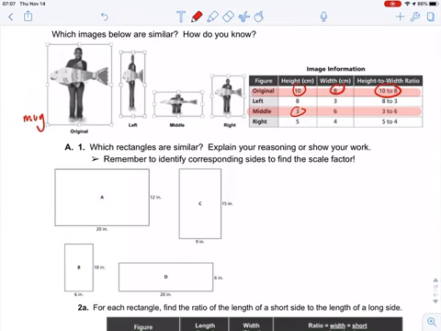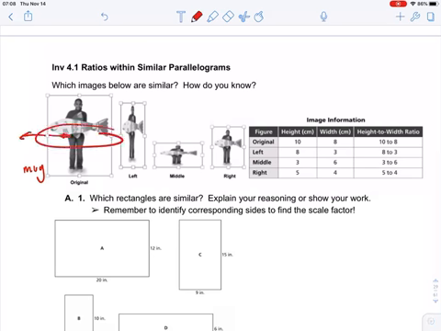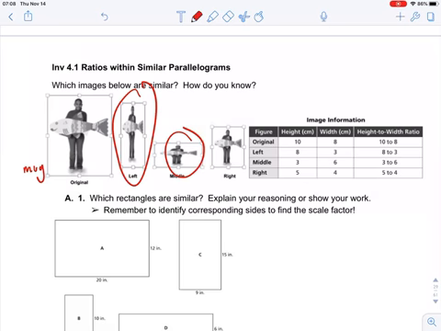All right, 4.1, it says ratios within similar parallelograms. Okay, let's erase all this. You can think of the original as a mug, and if you use one of these two items on a computer and you scale it inside or outside, it ends up being too skinny or too wide. It looks a little weird.